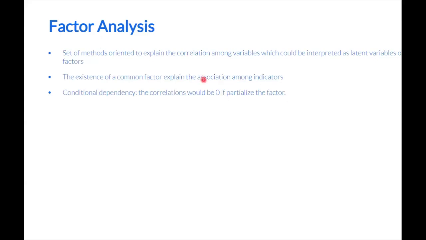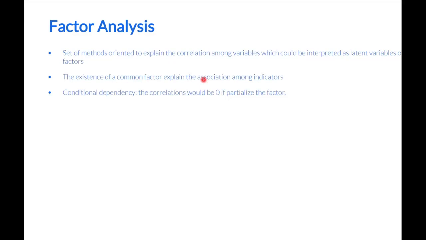Okay, what is the main part of the information? What is factor analysis? This idea of common factor is a set of methods oriented to explain the correlation among variables, which could be interpreted as latent variable factors. The existence of a common factor could explain the association among indicators. This is the typical conditional independence assumption, in which if we partial out the latent variable or factor, then the correlation that we can observe among indicators would be zero.